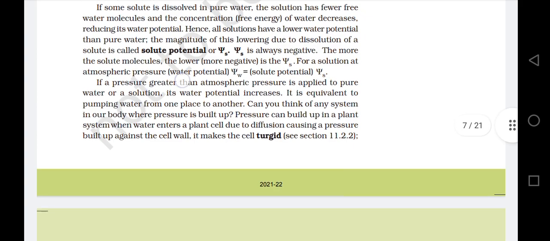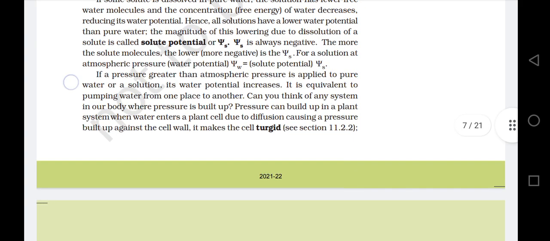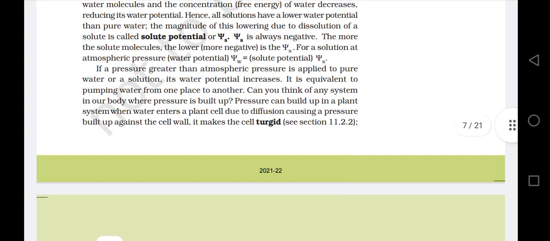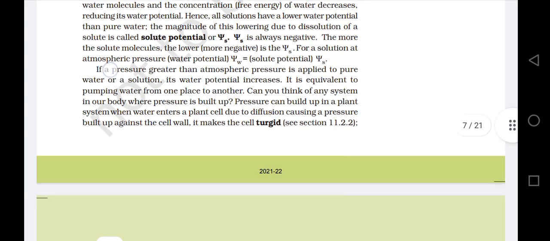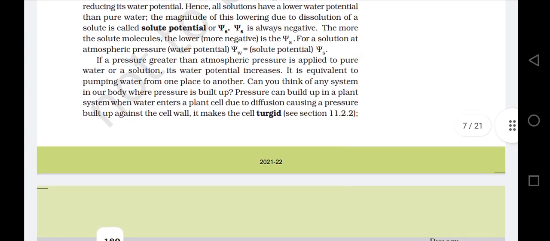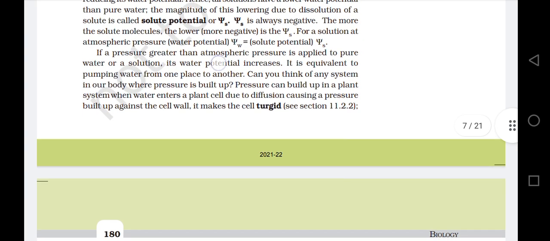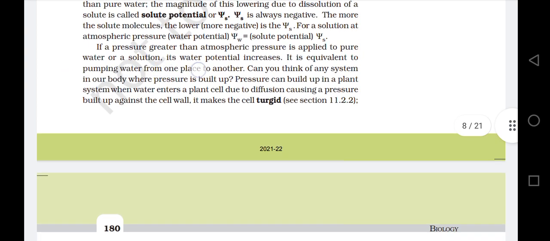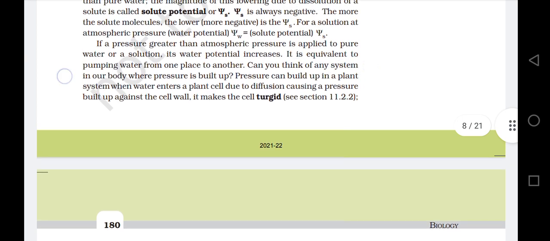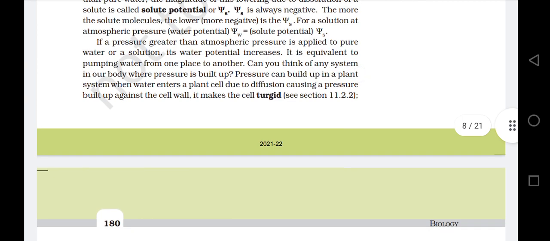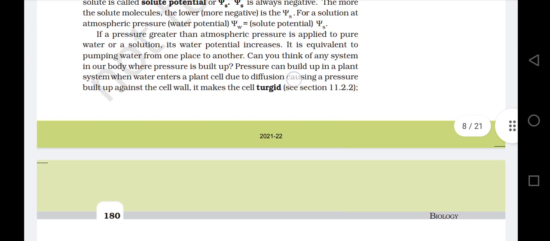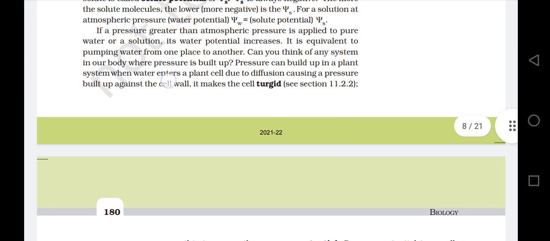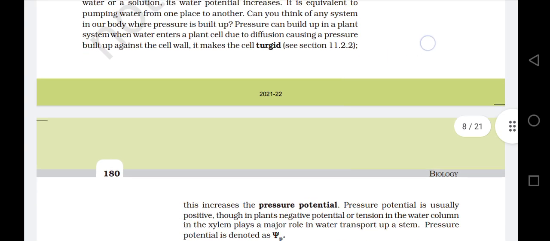If a pressure greater than atmospheric pressure is applied to pure water or a solution, its water potential increases. It is equivalent to pumping water from one place to another. Can you think of any system in our body where pressure is built up? Pressure can build up in a plant system when water enters a plant cell due to diffusion, causing a pressure build up against the cell wall. It makes the cell turgid. See section 11.2.2.